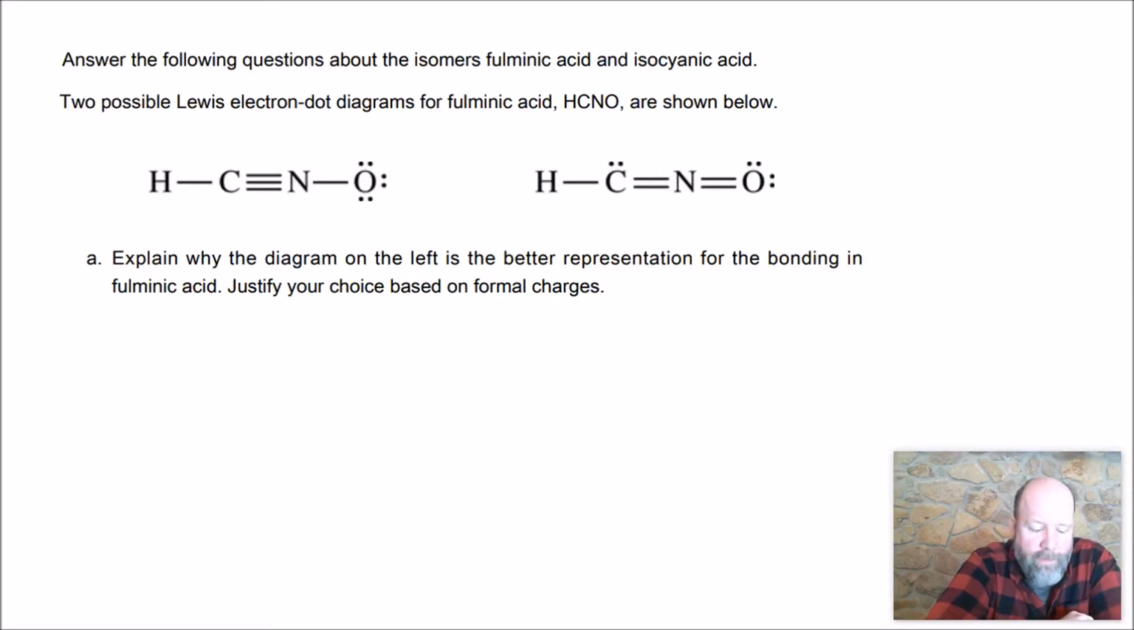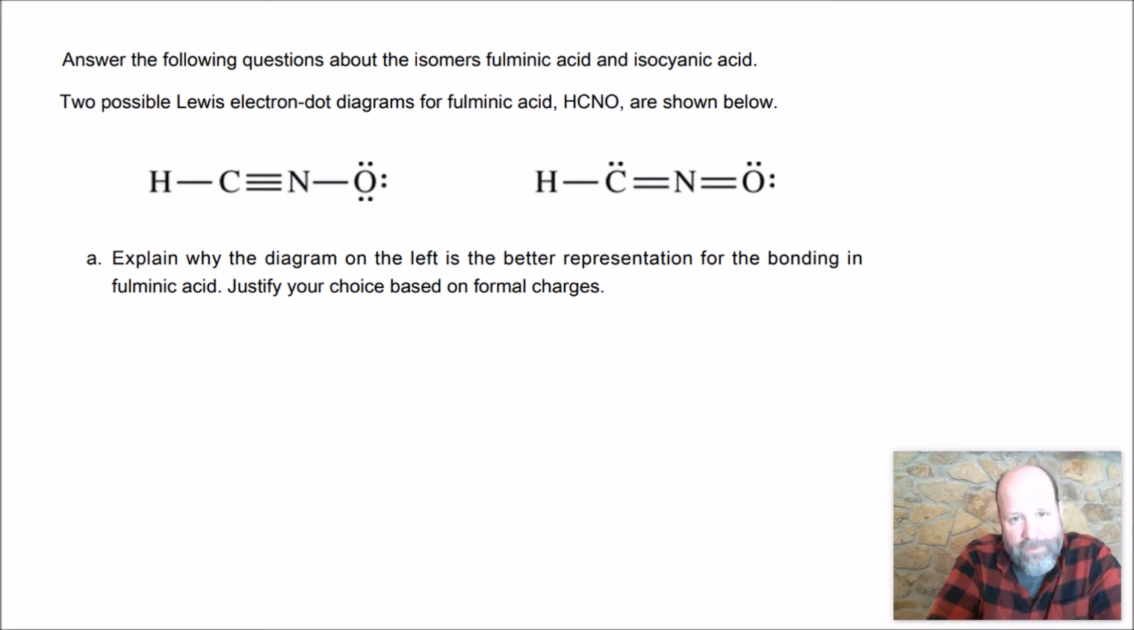So part A wants us to explain why the diagram on the left is a better representation for bonding in the fulminic acid. Justify your choice based on formal charges. So formal charges, you know those are going to have to come into play, because if you look pretty quickly, you can see everybody's satisfying the octet, right? We got 8 for the carbon, 8 for the nitrogen, 8 for the oxygen, and the same is true with this other molecule too. So everybody's happy octet rule-wise.